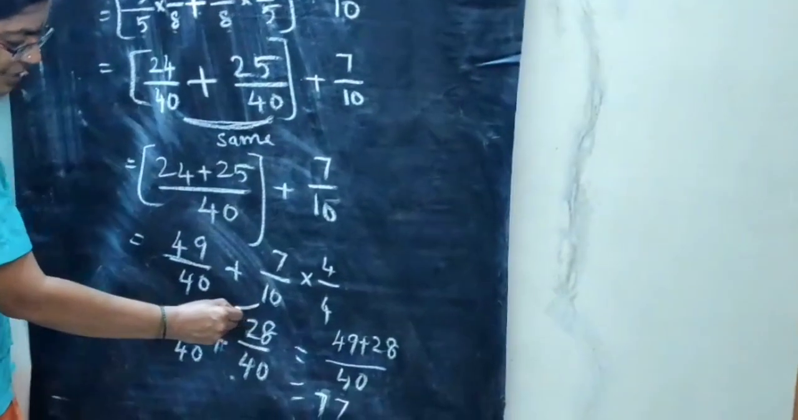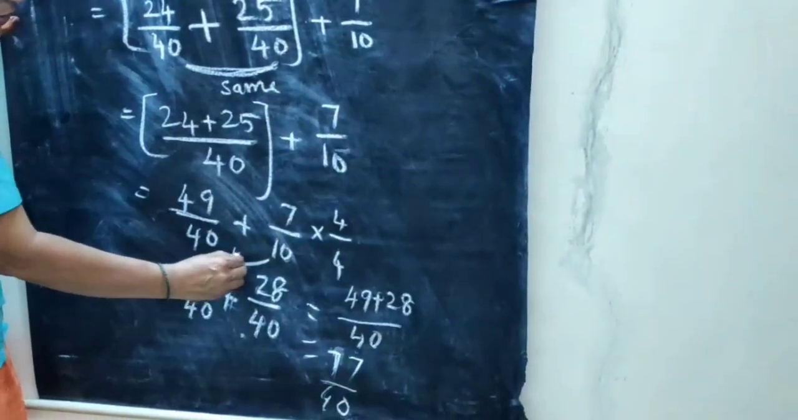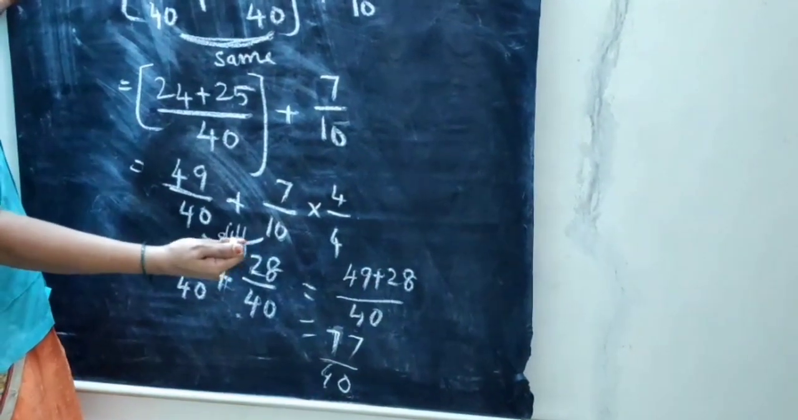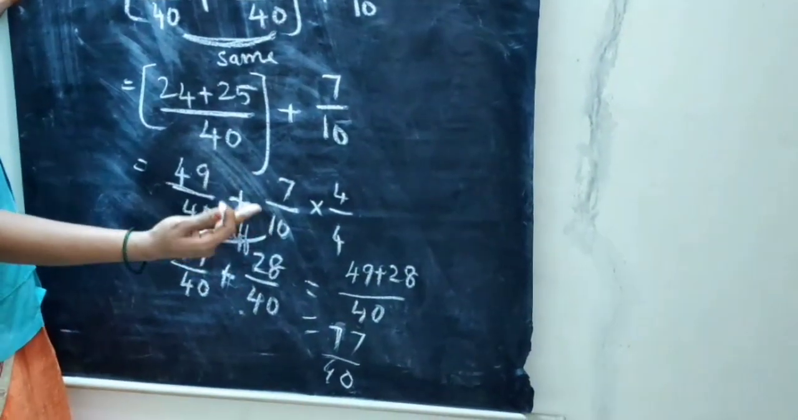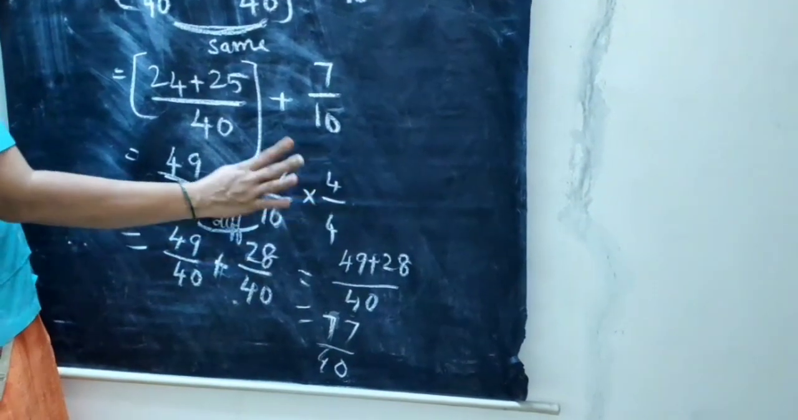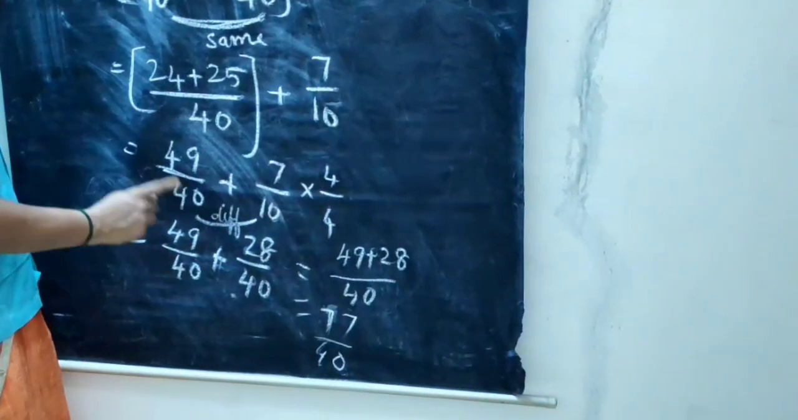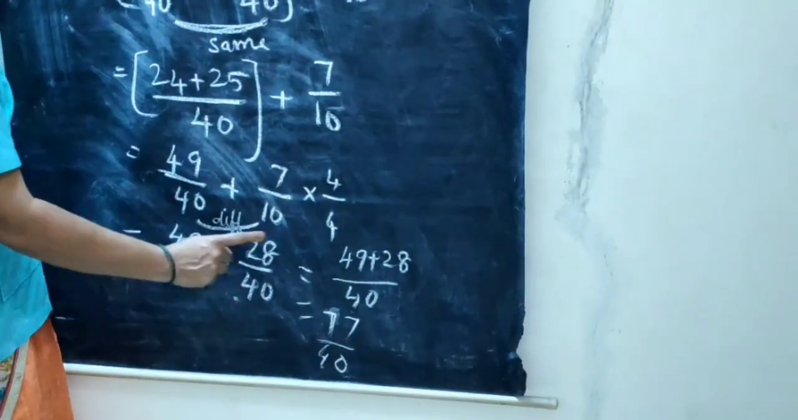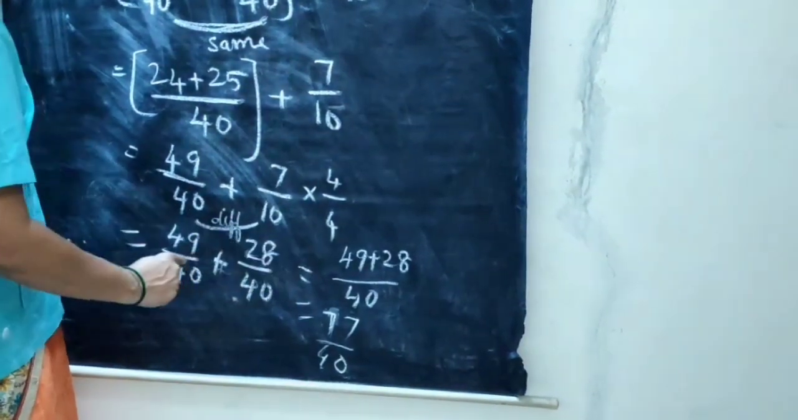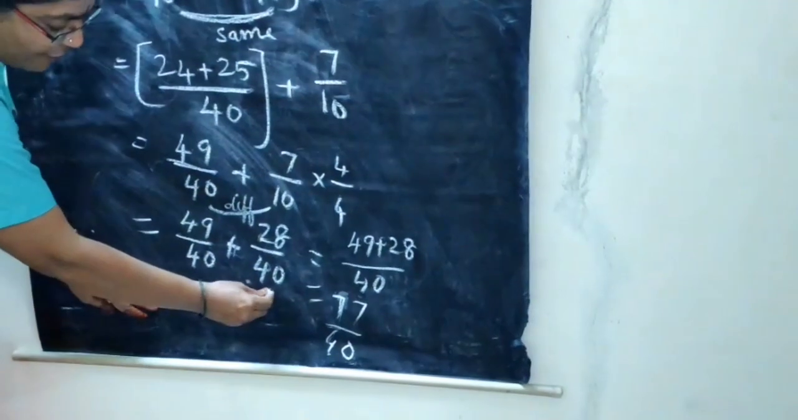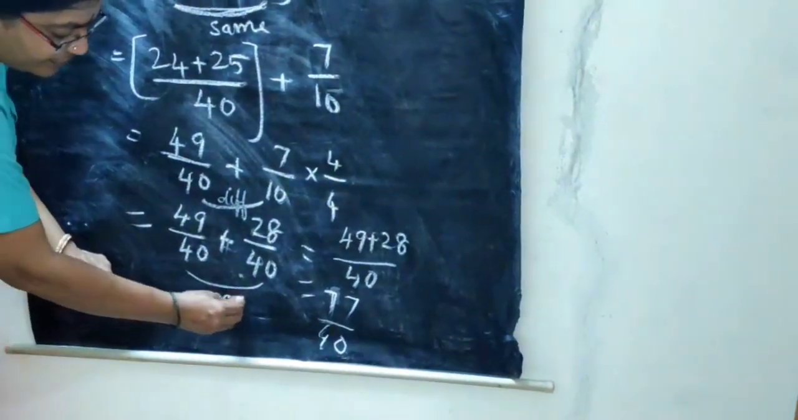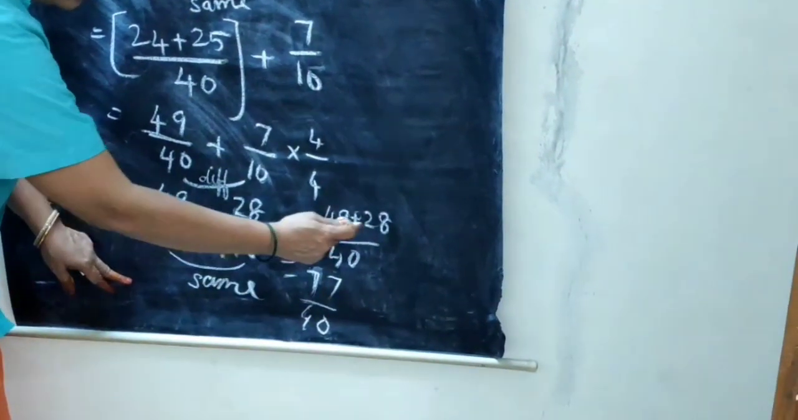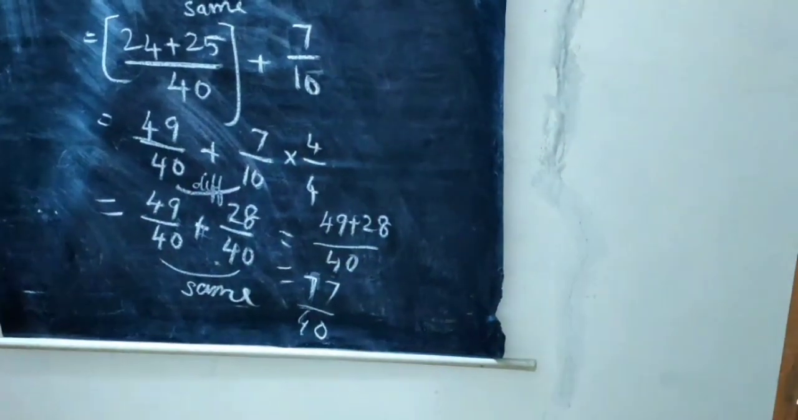Now these two denominators are different numbers. So 10 table you start. 1 ten is 10, 2 tens are 20, 3 tens are 30, 4 tens are 40. So 4 multiply up and down. 49 by 40 plus 7 fours are 28, 4 tens are 40. The denominators are the same, 40 and 40. So 49 plus 28 divided by 40. 49 plus 28 equal to 77 by 40.